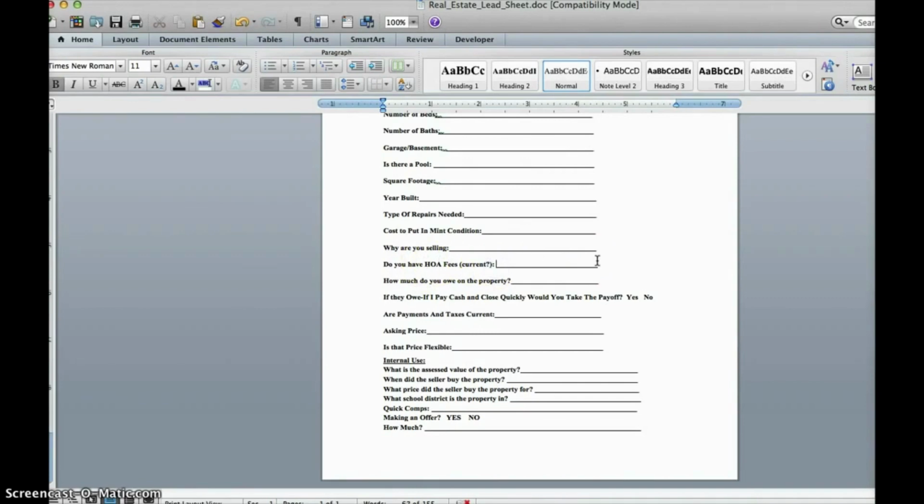Also, do you have any HOA fees? A lot of the areas that we buy don't, but go ahead and ask anyway. Any condo association fees, anything like that you want to write down here. How much they owe on the property. So if they have a mortgage currently on the property, we want to know what the payoff would be. So take that down as well.